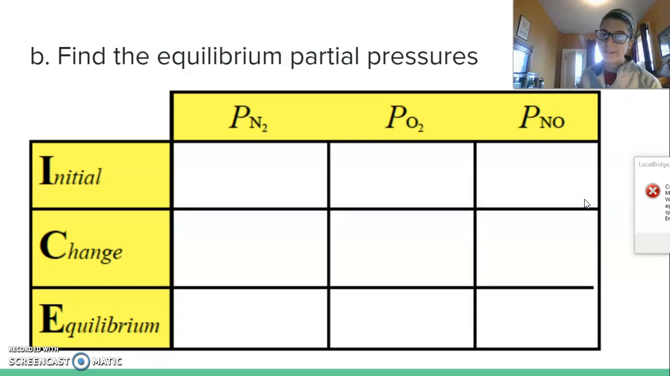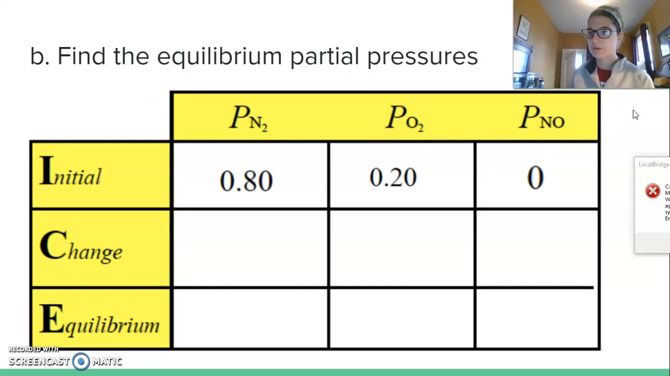For part B, we need to find the equilibrium pressures. So we're going to be using an ICE table. Whenever we want to find something at equilibrium, we're probably going to be using an ICE table. So we're going to plug in those initial pressures, so 0.8, 0.2, and 0. The change, we don't know the value of, so we are going to use x to represent that.